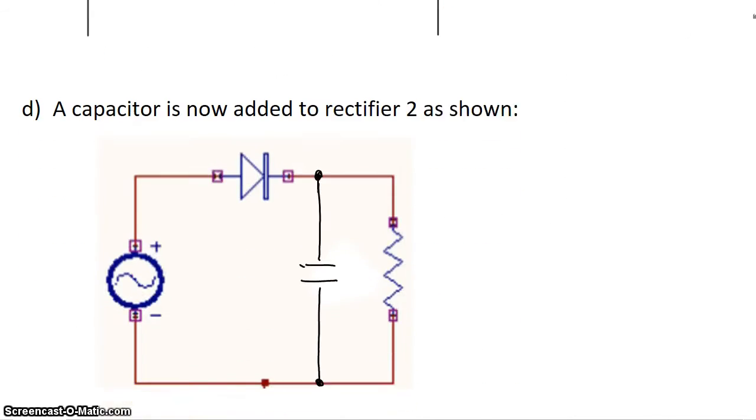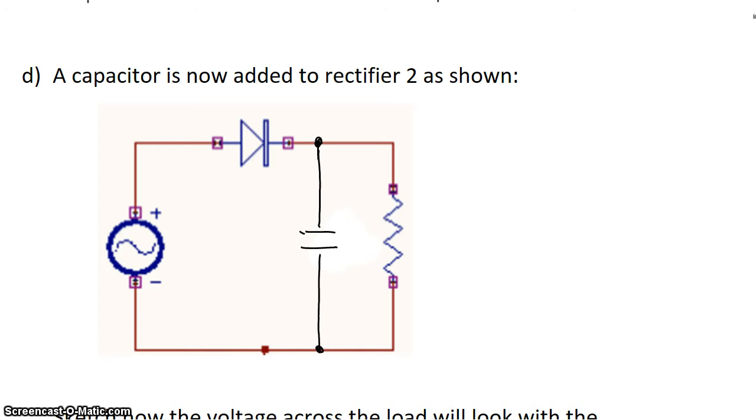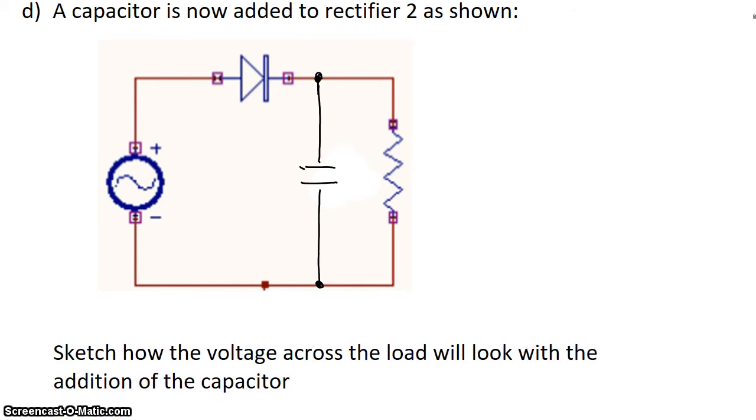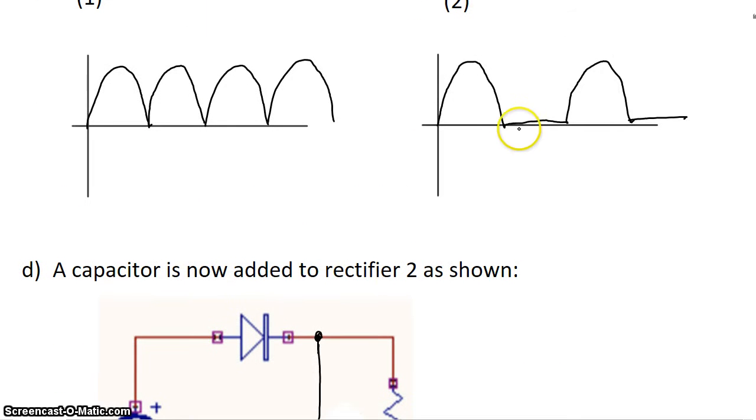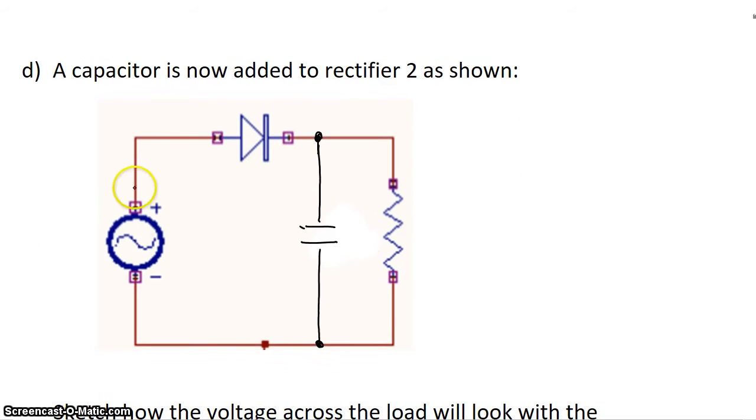Finally, part D. We add a capacitor to rectifier 2. We want to sketch how the voltage across the load will look like with the addition of the capacitor. What the capacitor does is it stores charge. So in these periods where we're not supplying power, we can draw power that we stored in the capacitor. So when the wave is positive and we're allowed to flow, charge can flow through the load and into the capacitor. But when the source is negative and we get a blockage at the diode, we can instead withdraw that energy from the capacitor and flow it through the load again.